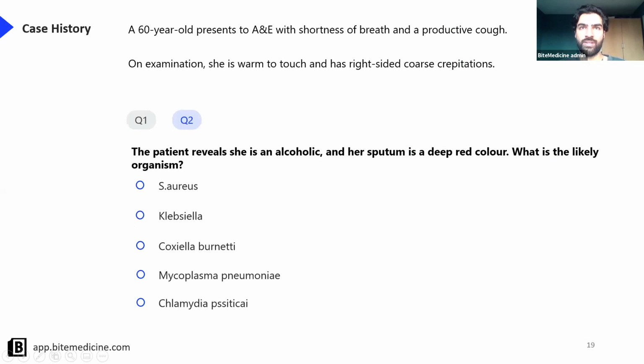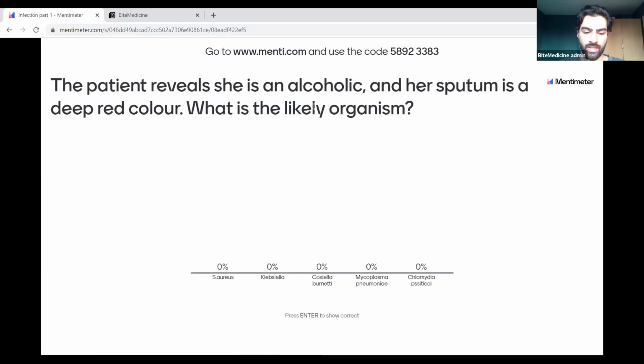Okay, next question. The patient tells us she's an alcoholic and the sputum is a deep red color. What is the likely organism?